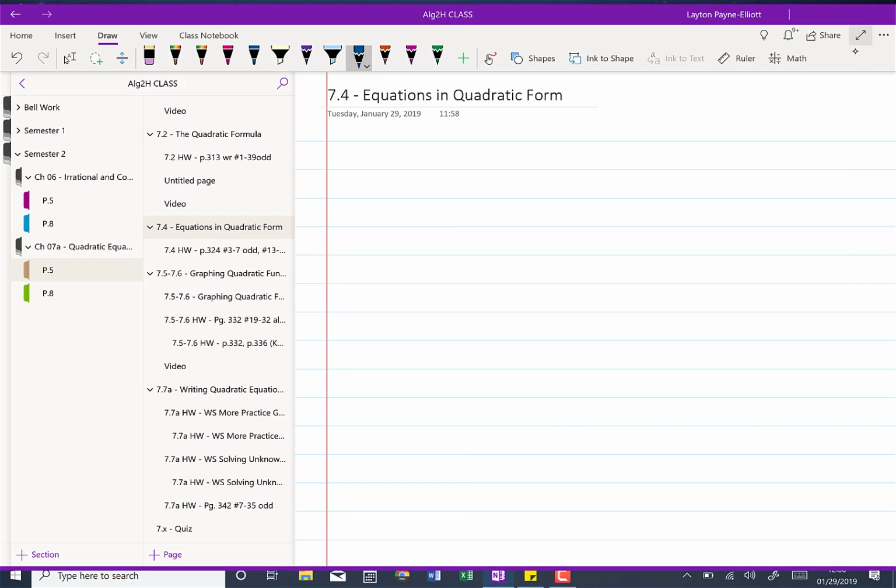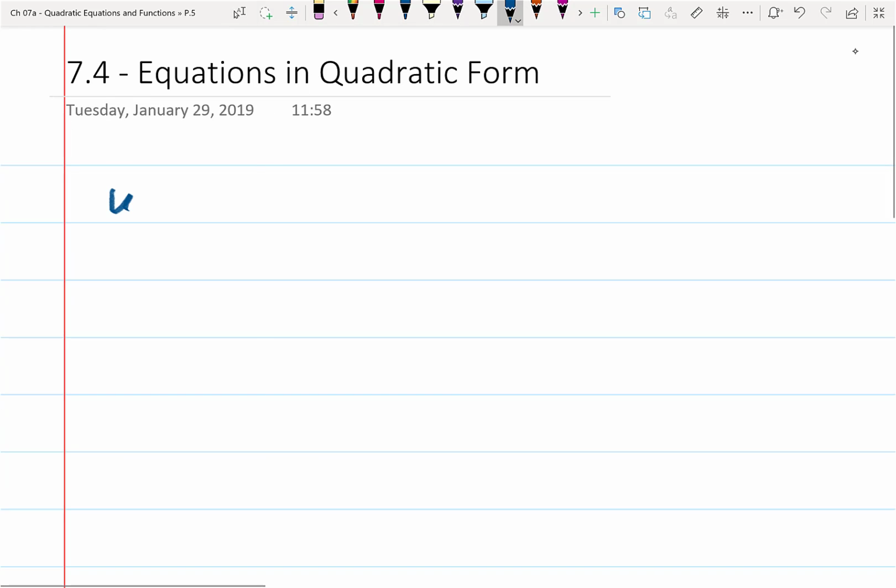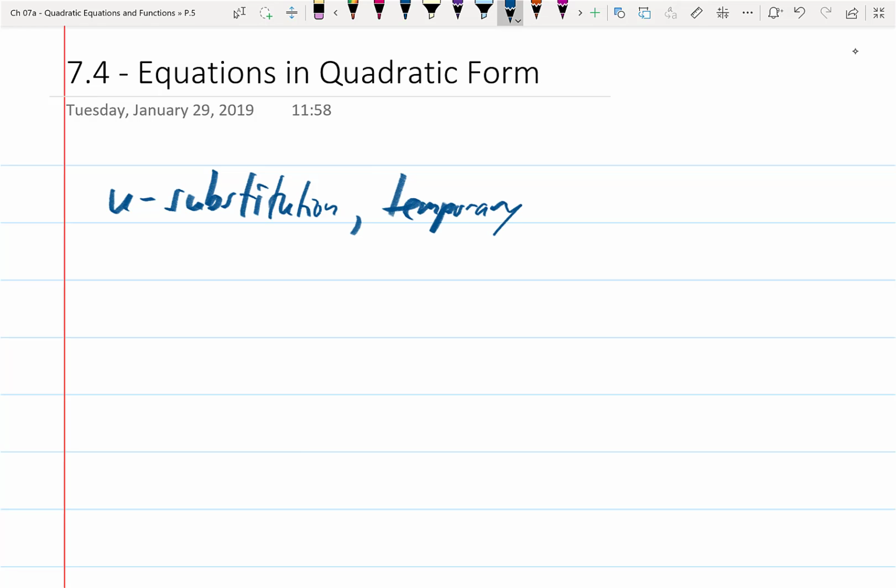So this is going to play on something we have done before that I coin U-Substitution, because that's what we're going to call it when you get to calculus. U-Substitution always refers to a temporary substitution. It means we're going to go back to x's at some point. You did U-Substitution last semester when we did problems like this.